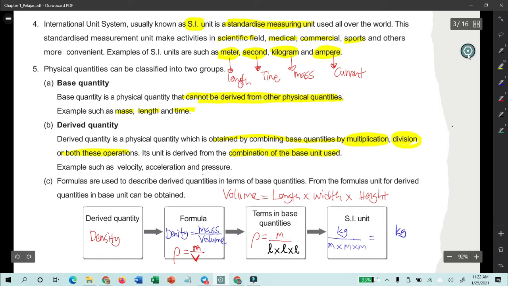kilogram over m cube, and this can be written as kilogram meter power of -3. And how do you read this? You read this as kilogram per cubic meter. The power of 3 you read as cube, and power of 2 you read as square, right?